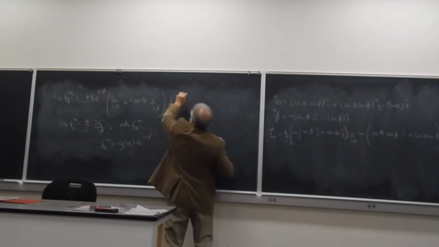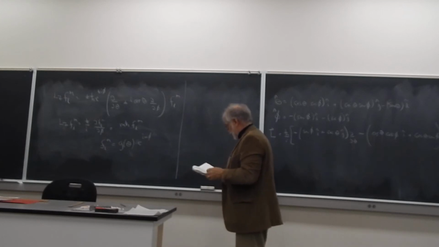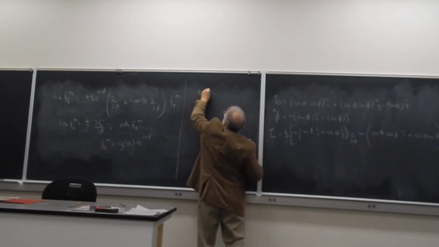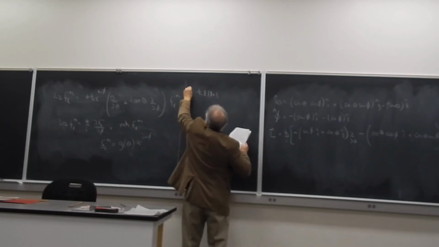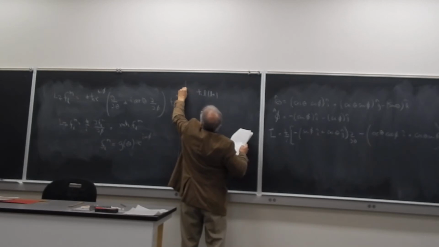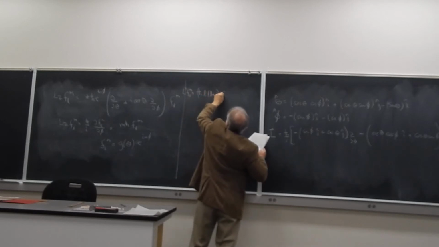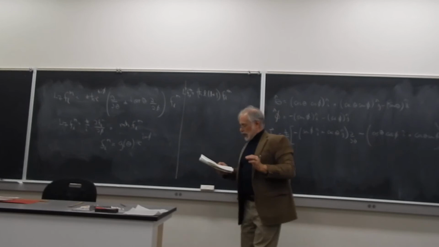f_lm is simultaneously an eigenfunction of L squared with eigenvalue h bar squared l times l plus 1. So that means L squared applied to f_lm would be equal to this applied to f_lm as well.